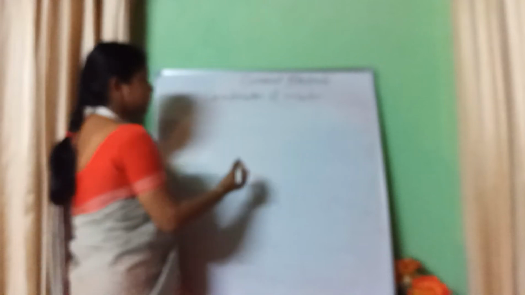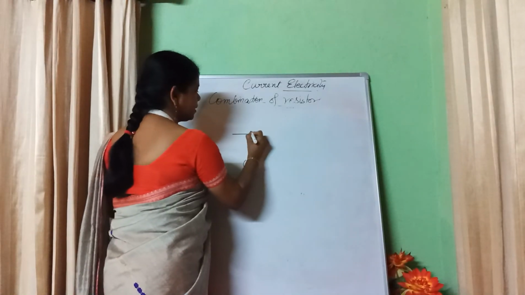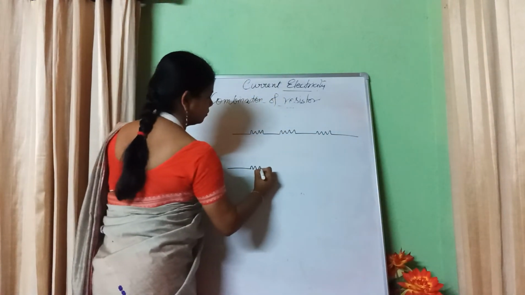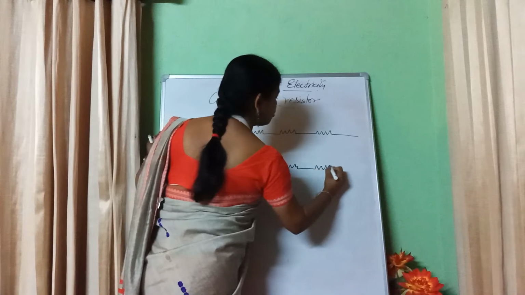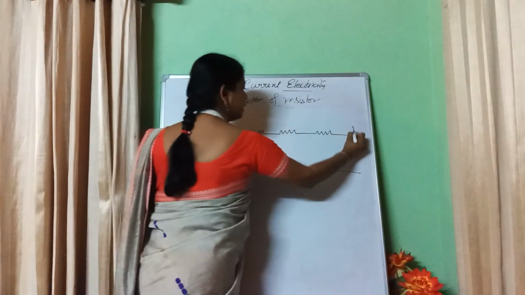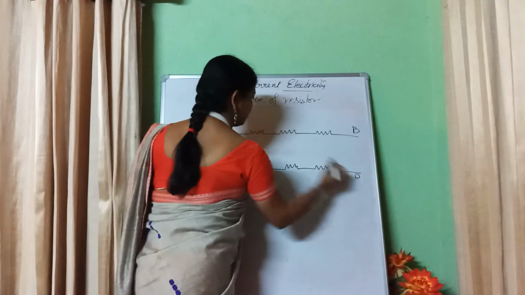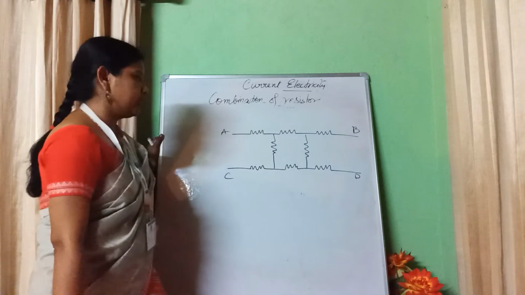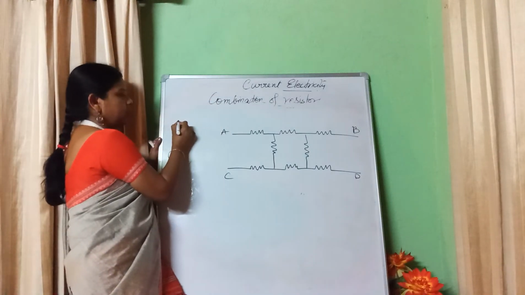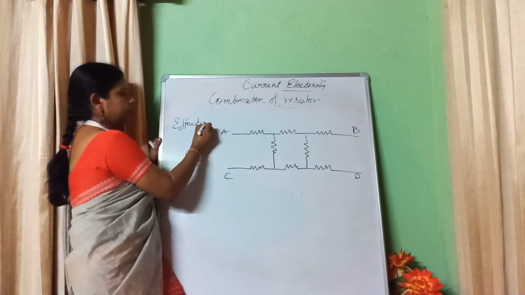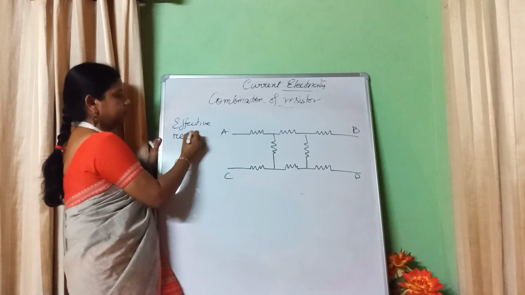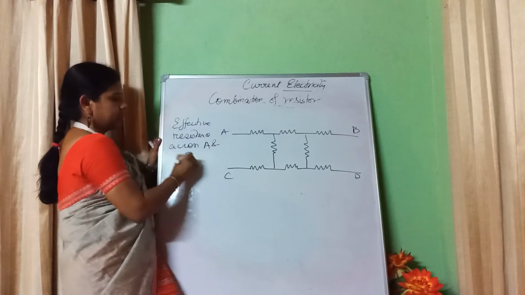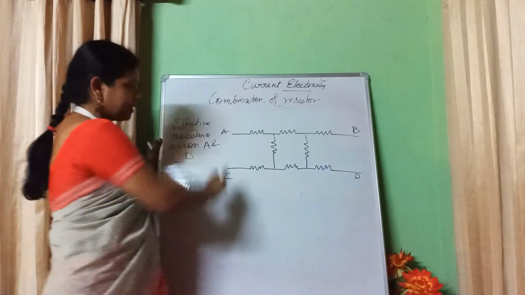It is given here. Let's consider a resistor network like this. Now I have not drawn an infinite loop. I have drawn this is terminal A, this is terminal B, this is terminal C, this is terminal D. Values are given, and it is asked to calculate the effective resistance across A and D. Which one is A? This one is A, this one is D.